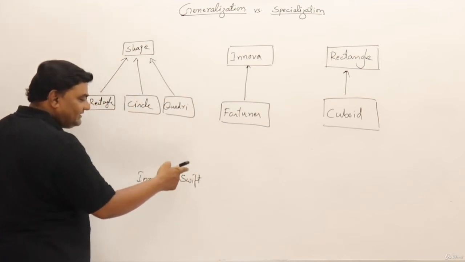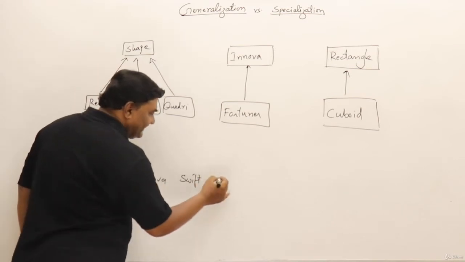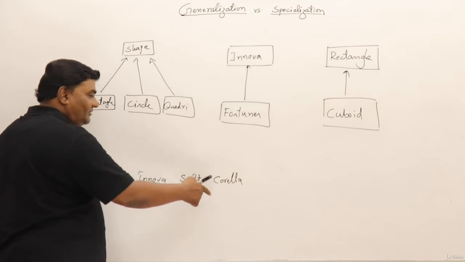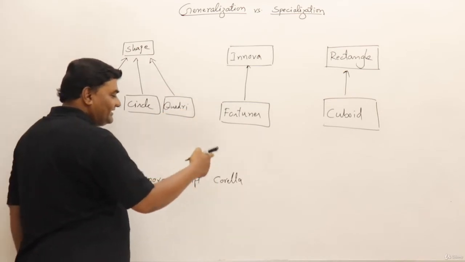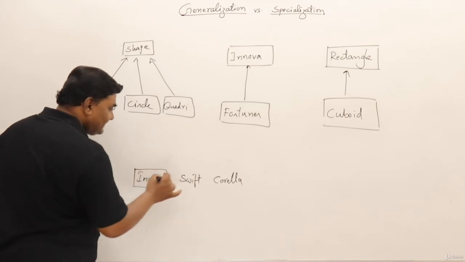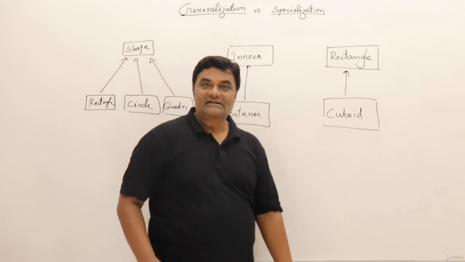You can start, you can change the gear, start and stop, you can accelerate, various things you can do here. Next, Corolla. You can start, stop, and you can accelerate, you can change the gear. What are these all? These are cars. Yes, all these are cars.